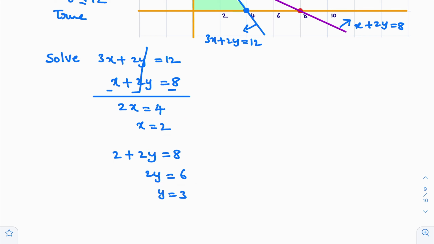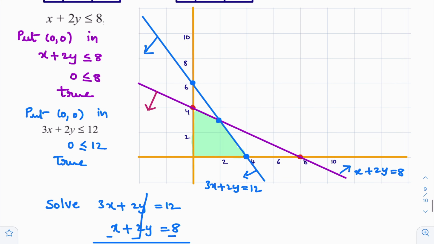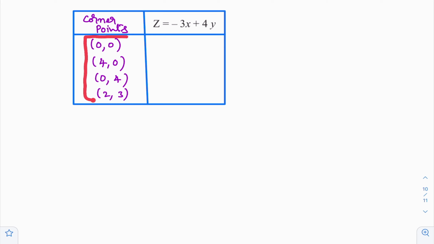So what is that point x comma y? That point x comma y is 2 comma 3. Now we got this point. What is this point? This point is 2 comma 3. Now we know all the corner points. This is 0 comma 0, this is 4 comma 0, this is 2 comma 3, this is 0 comma 4. Step 2 is identifying corner points and substituting these corner points in the objective function. Now we got 4 corner points.